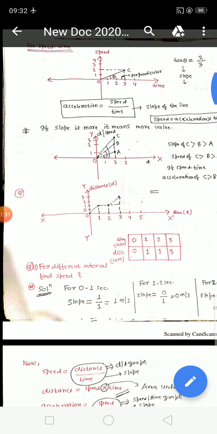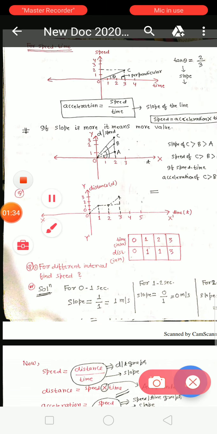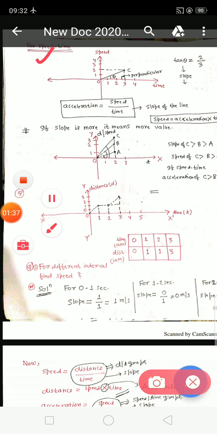Similarly, in a speed time graph, we have a speed time graph here. Speed is here, time is here. So in a speed time graph, the motion of an object has been shown here as a curve, and the question is how you will determine the acceleration. In a speed time graph, acceleration equals speed upon time. Similarly, speed equals distance upon time, acceleration will be speed upon time. It means that the slope of the line will give you the acceleration.